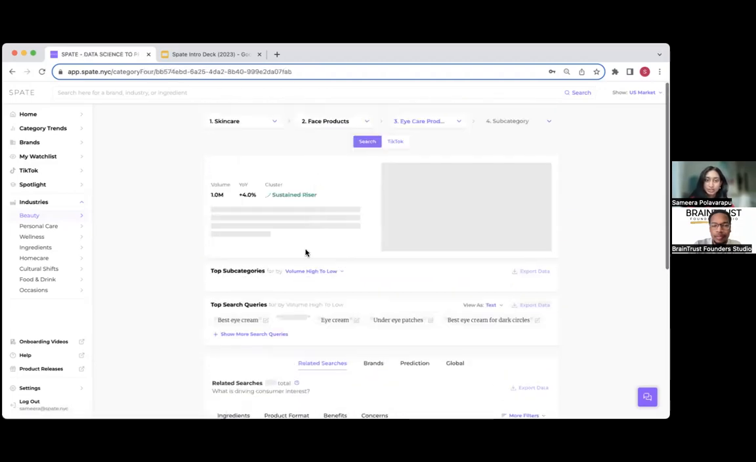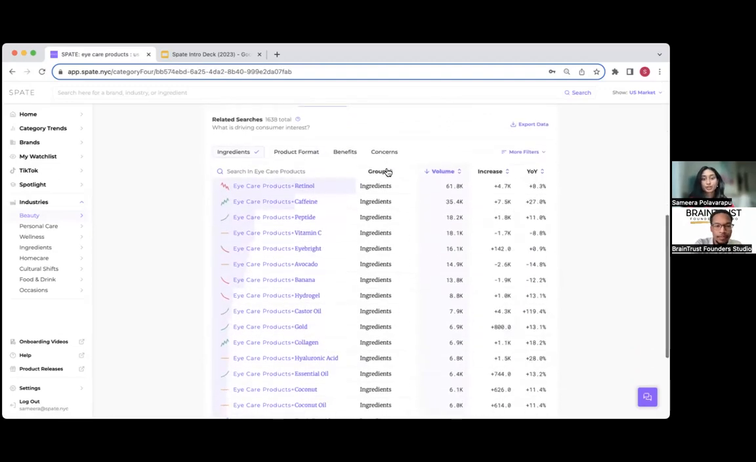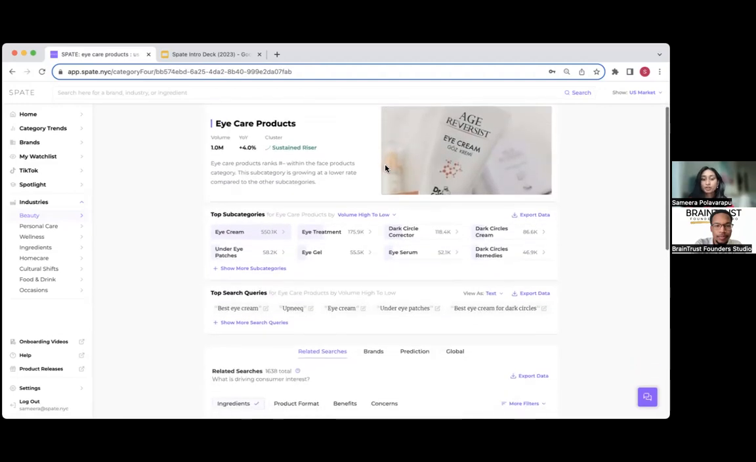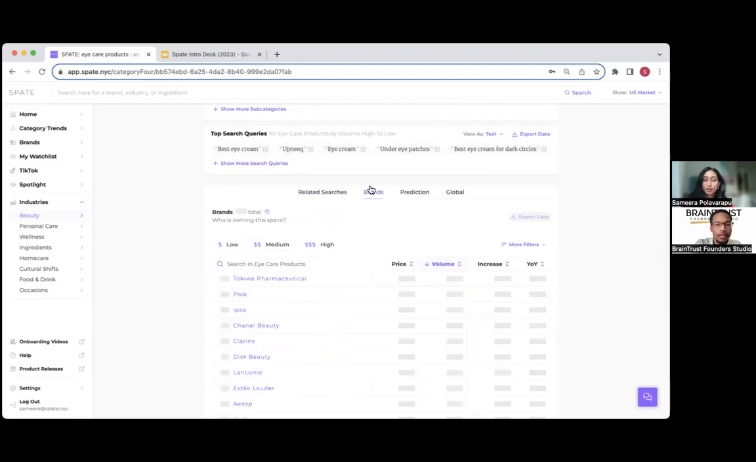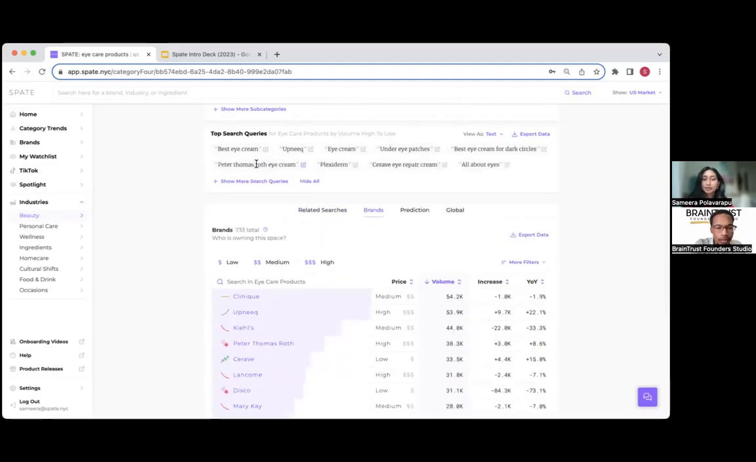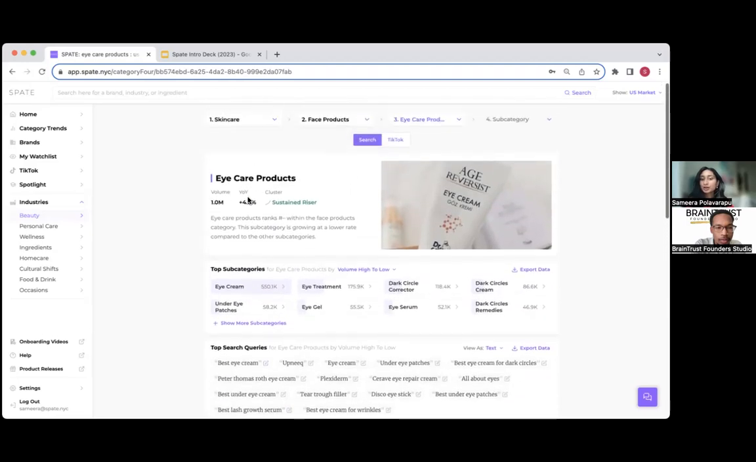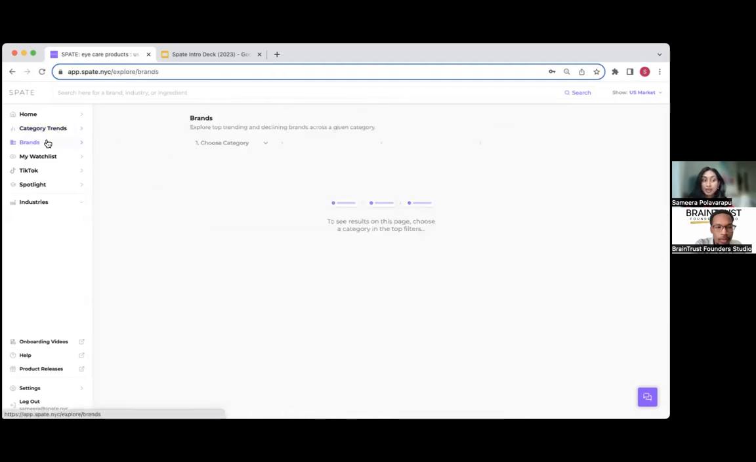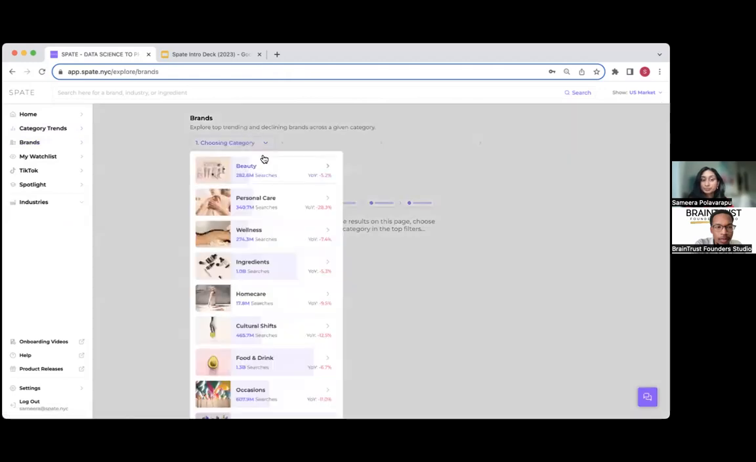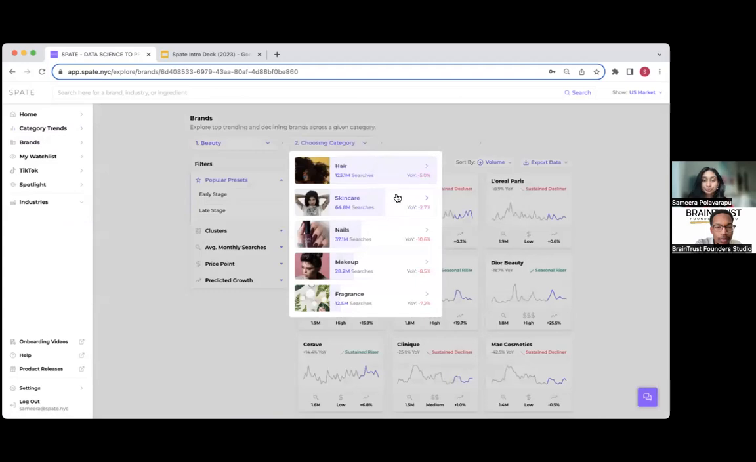So you can get as specific as eye care products and then go do the same thing if you would like to explore things more specifically. Those are just a few of the ways that you could, and you can also, of course, look at brands as well for competitive data. A few of the ways that you would use Spate for insights.